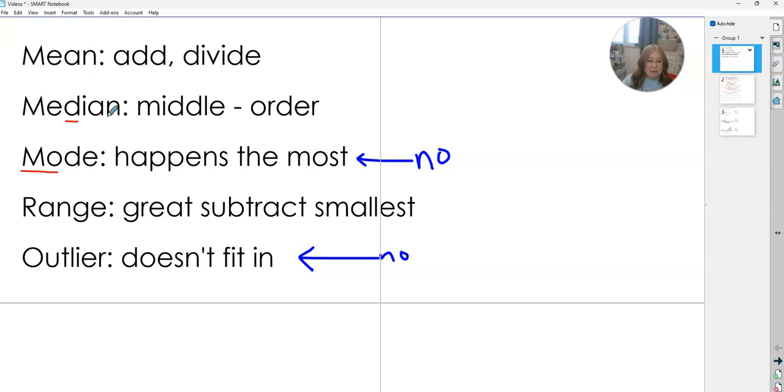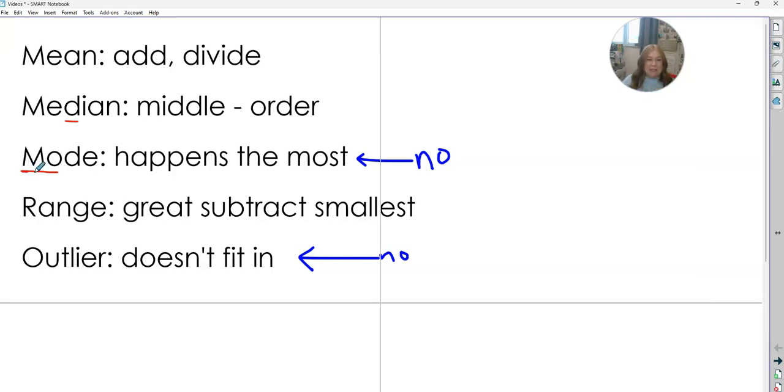sharing. The median, we take them and put them in order, and then we find the middle. They have to be in order though. The mode, it happens the most, mode, most. And it's not the one that's the biggest, it's the one that happens the most. The range, we take the biggest number, subtract the smallest one, see how far apart they're spread out. And then the outlier, it lies outside of the group. It does not fit in.